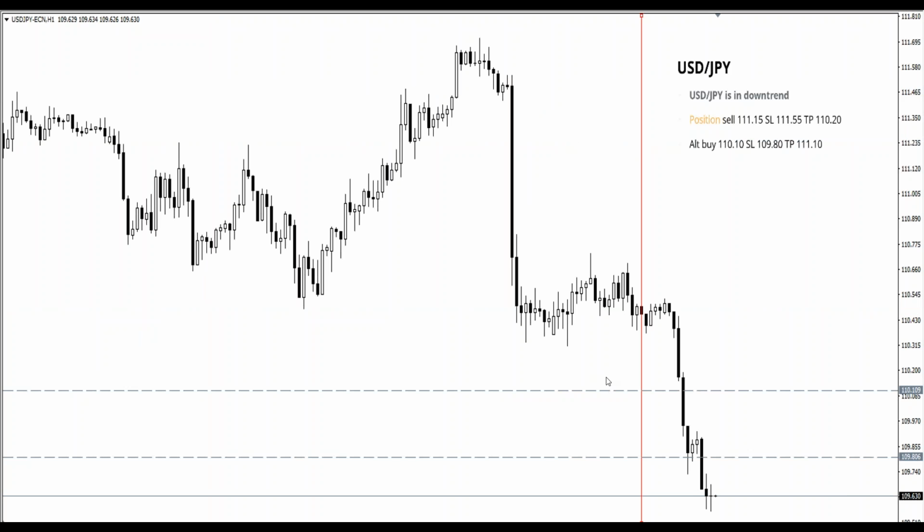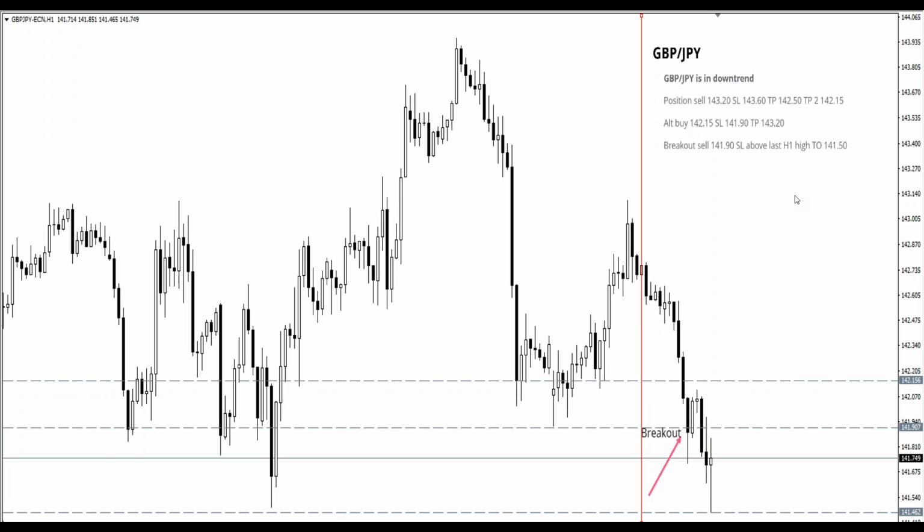Dollar yen was a loss. We had an alternative trade initiated, but you can see the alternative trade went straight into a loss without any pullback, and dollar yen was the only loss we had.